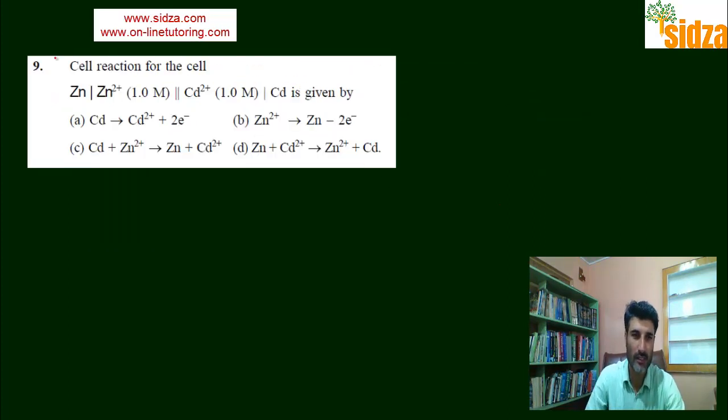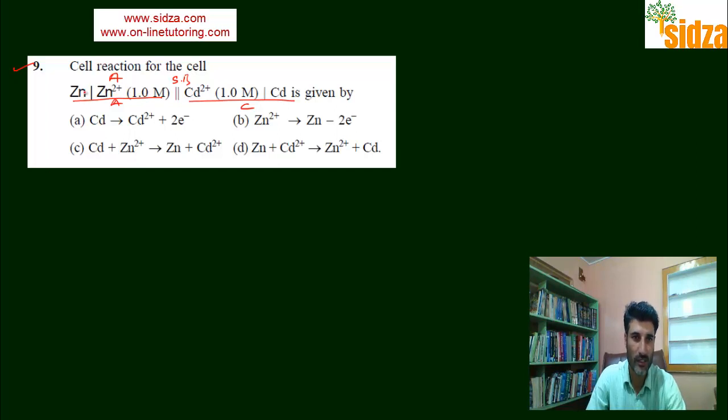Now the next one is the cell reaction for the cell, zinc and cadmium is given. We know that the two vertical lines are the salt bridge. The left side is the anode, and the right side is the cathode. This is our anode, this is our cathode. So zinc will be oxidized, right?